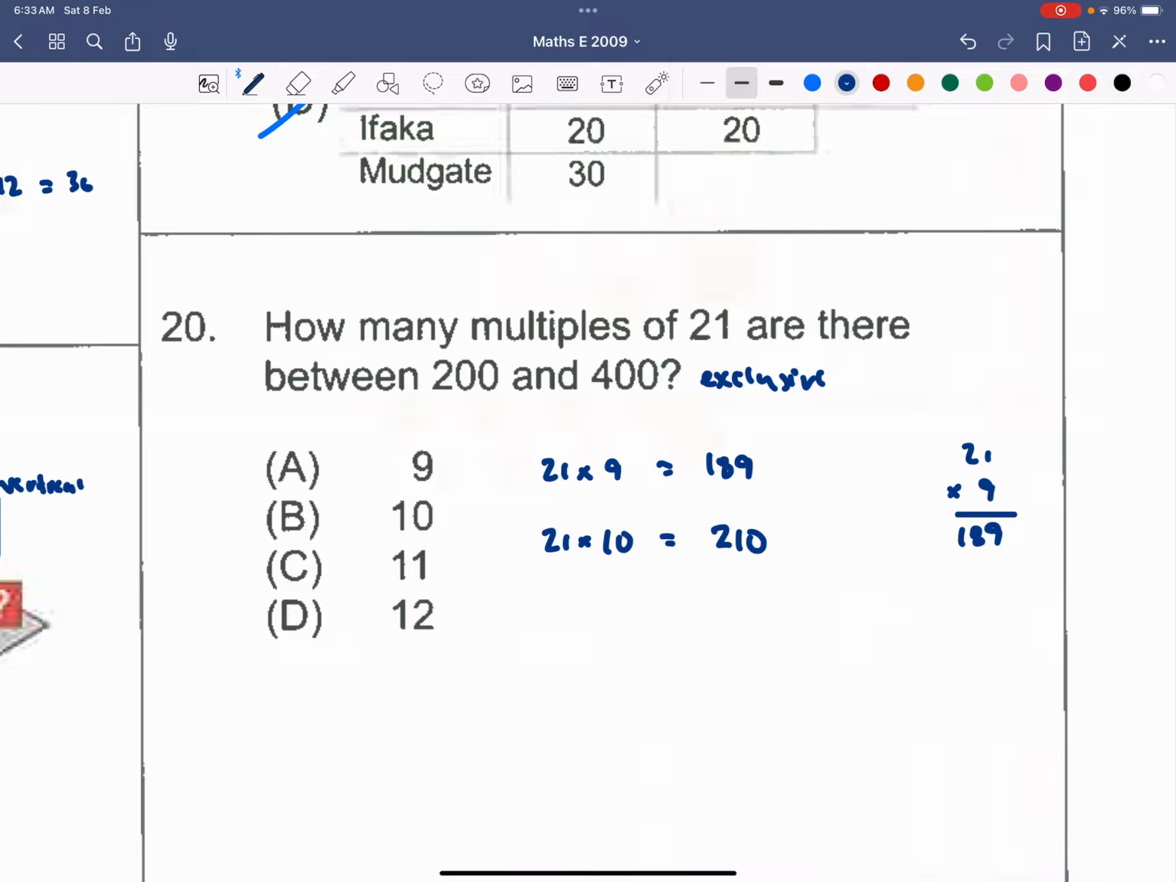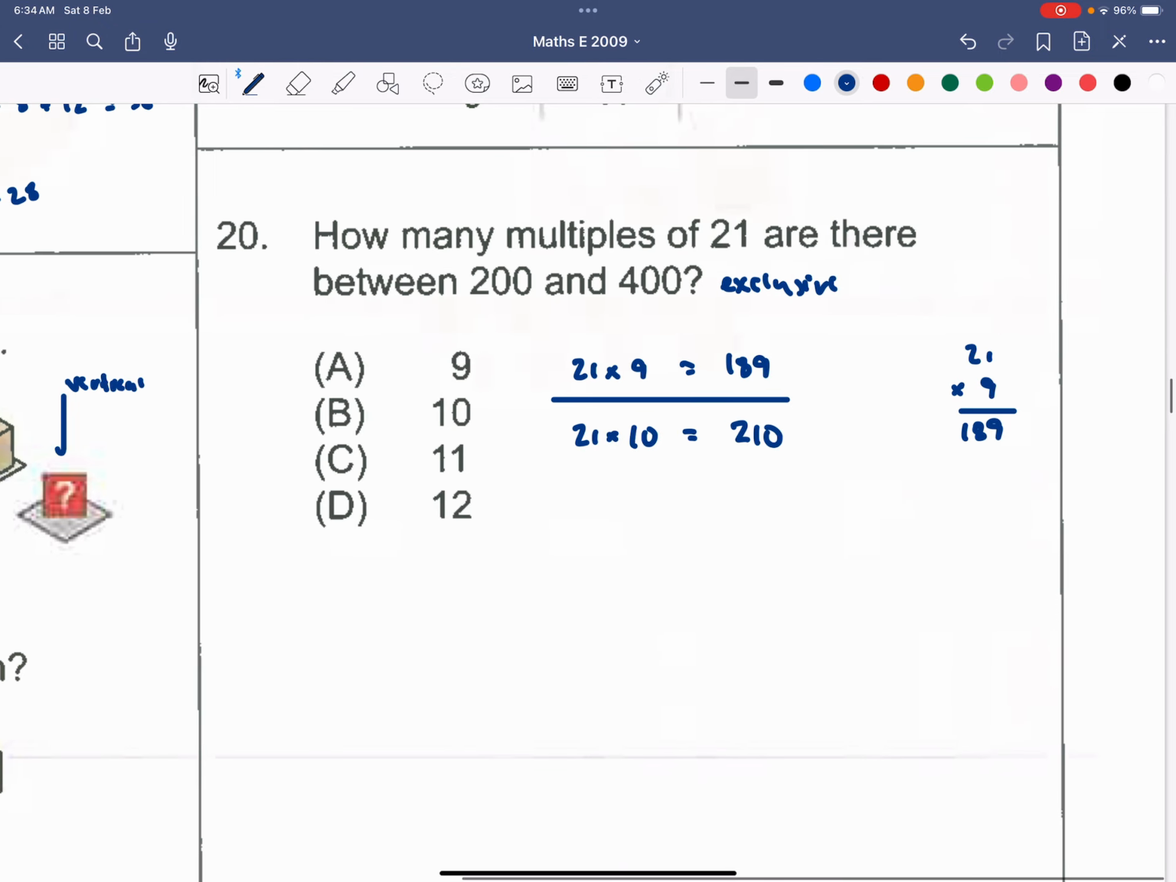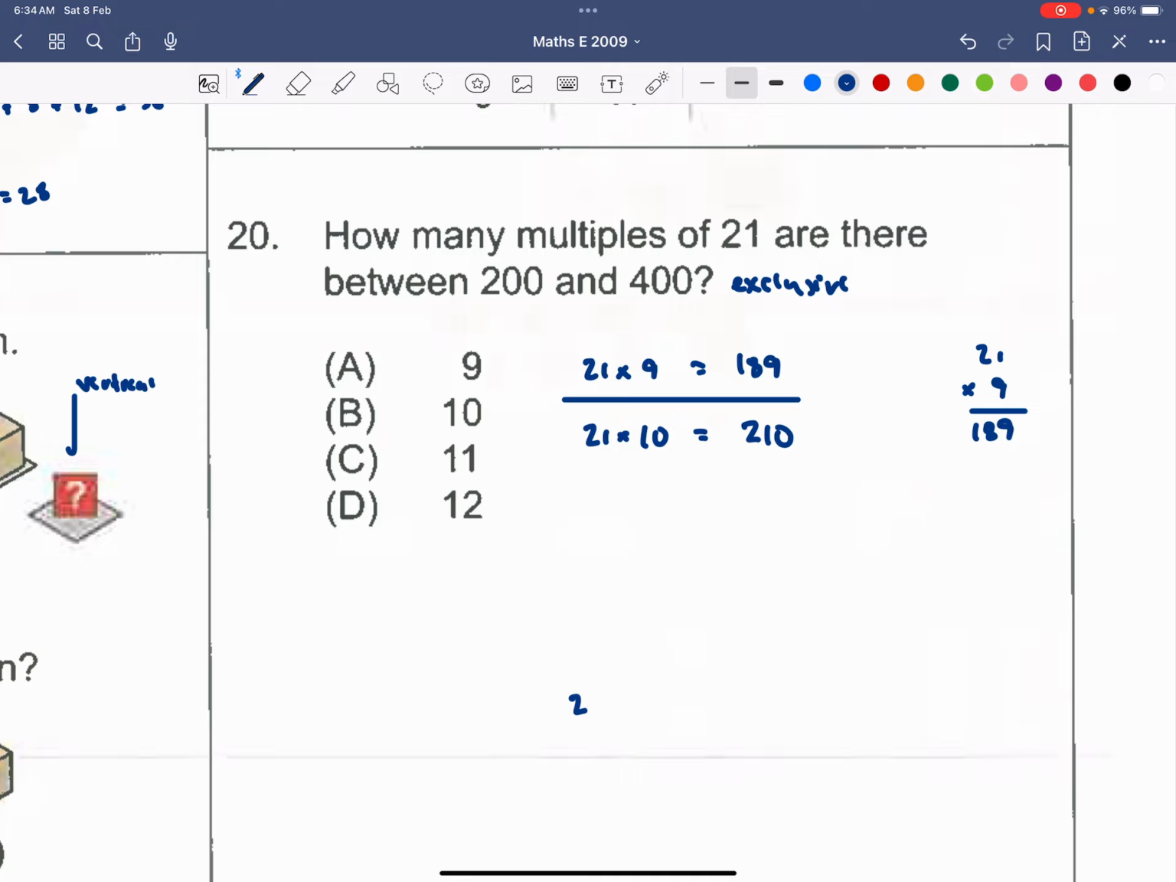So 189 is not a multiple of 21 that's between 200 and 400, okay? Do you guys realize another one that's not going to be a multiple of 21 between those is 21 times 20. If 21 times 10 is 210, 21 times 20, well, first we do 21 times 2, which is 42, and 0. And do you guys realize that's too big as well? It needs to be between 200 and 400. So obviously 210 is between 200 and 400, but you'll notice that 189 and 420 are just outside.